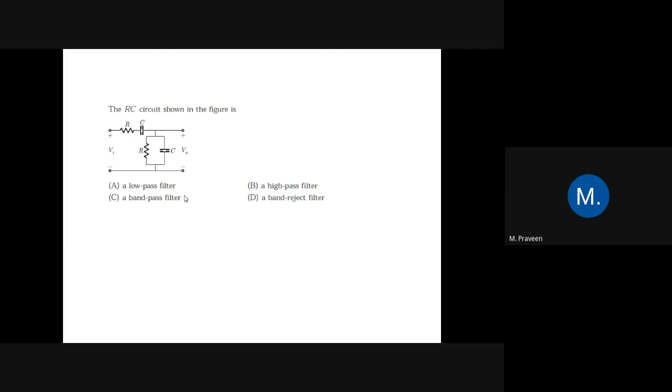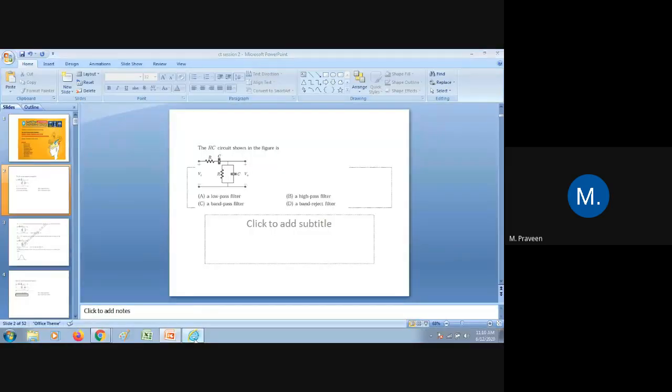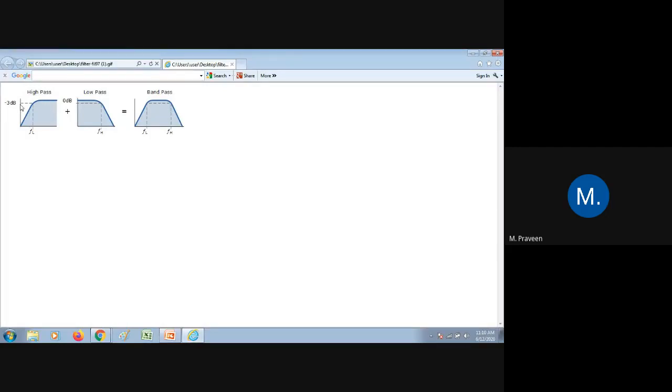In the second method, if you know the circuits of low pass and high pass filter, then you can straight away write the answer. Here this R and C will act as a high pass filter, and this R and C will act as a low pass filter. This is the high pass filter response, which I think everyone knows. The high pass filter will allow only the high frequency. And this is the response of the low pass filter.